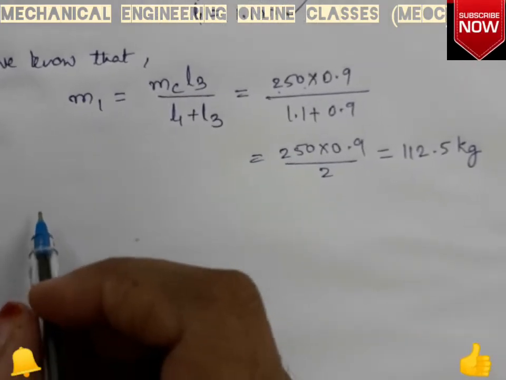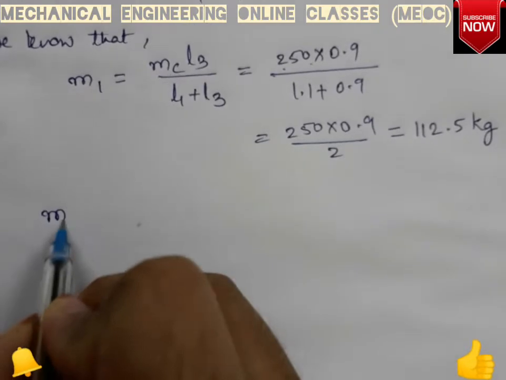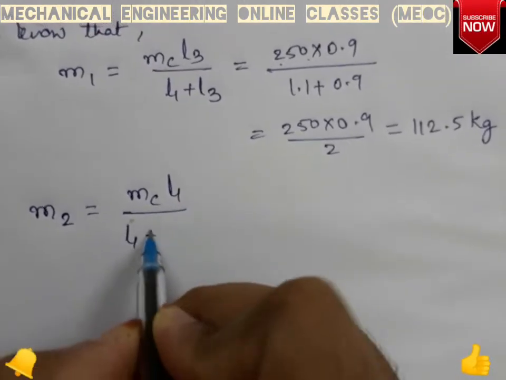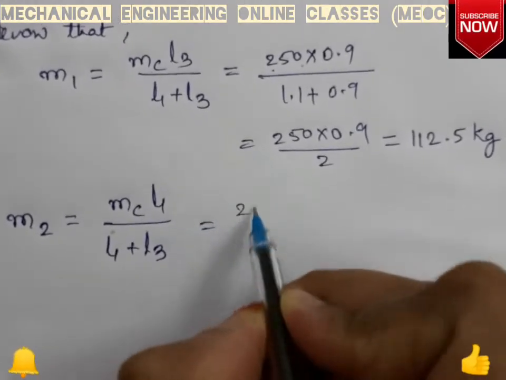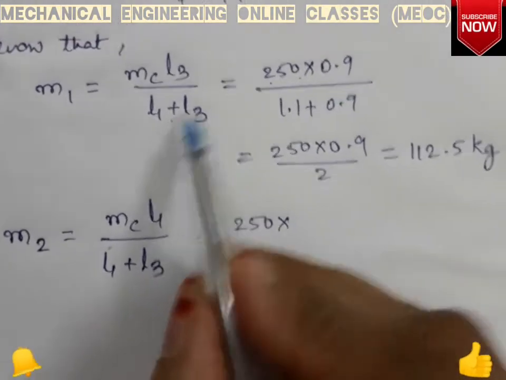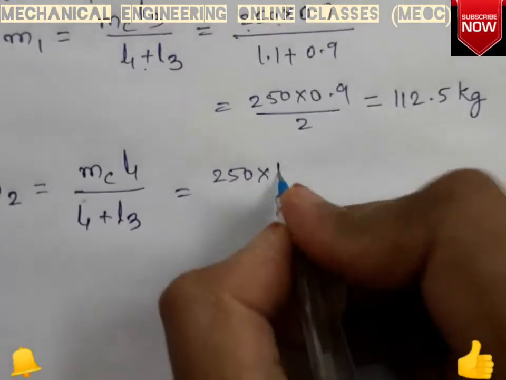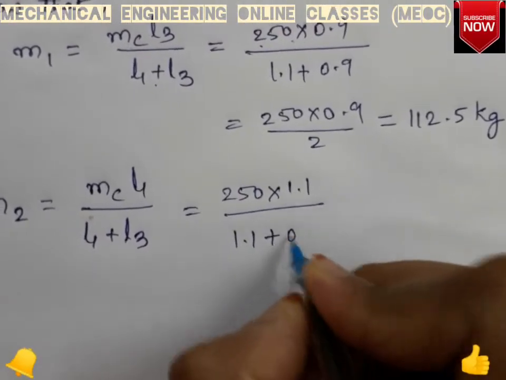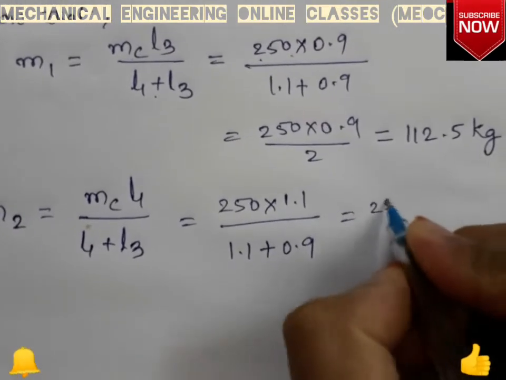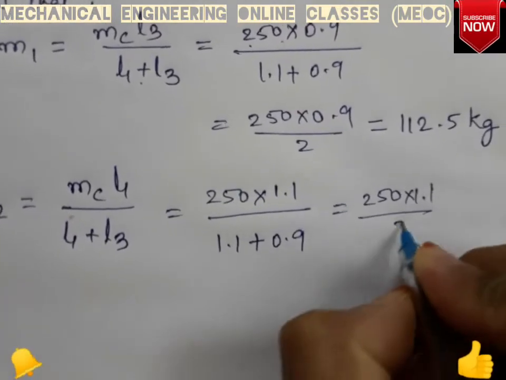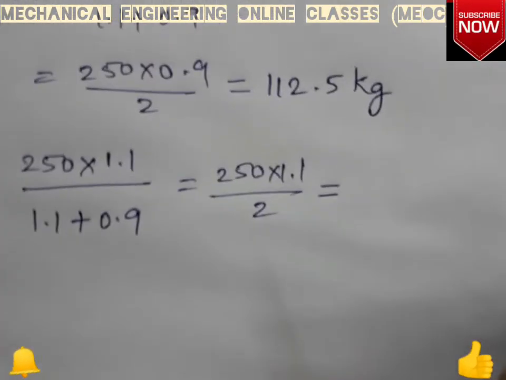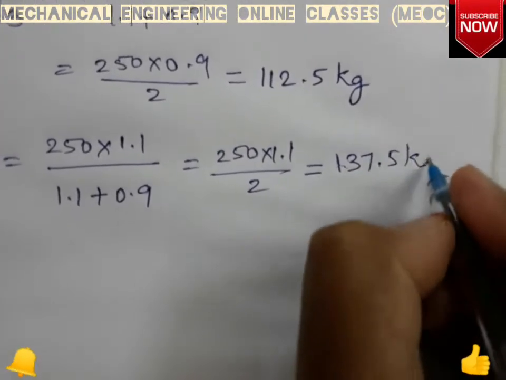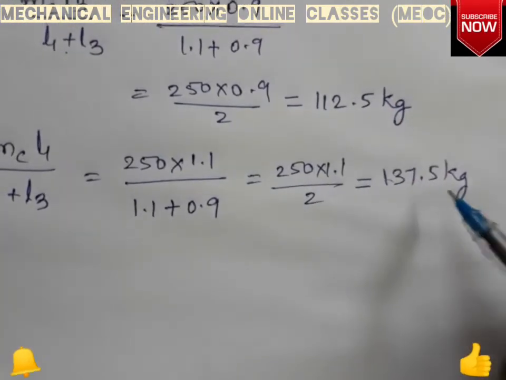Similarly, the mass that is placed at the big end center, which is M2, will be equal to MC L1 by L1 plus L3. This is nothing but again 250 into L1, which is 1.1, divided by 1.1 plus 0.9. 250 into 1.1 by 2 will be equal to 137.5 kg. So this is M1, this is M2.